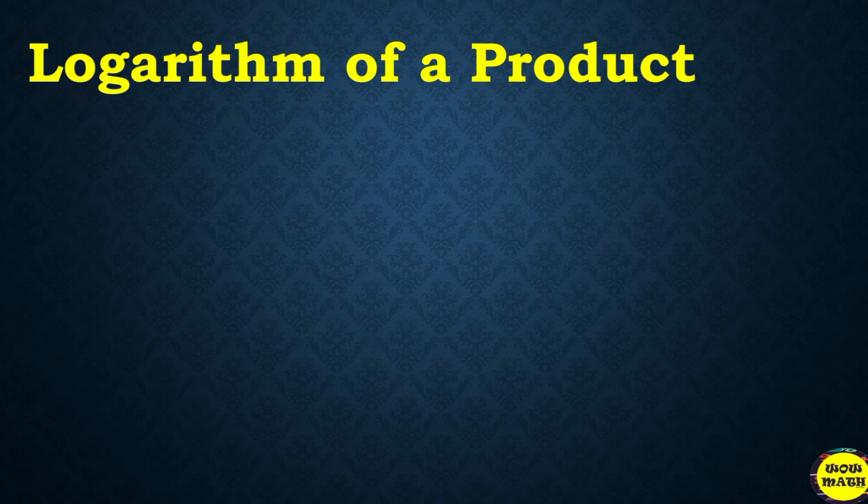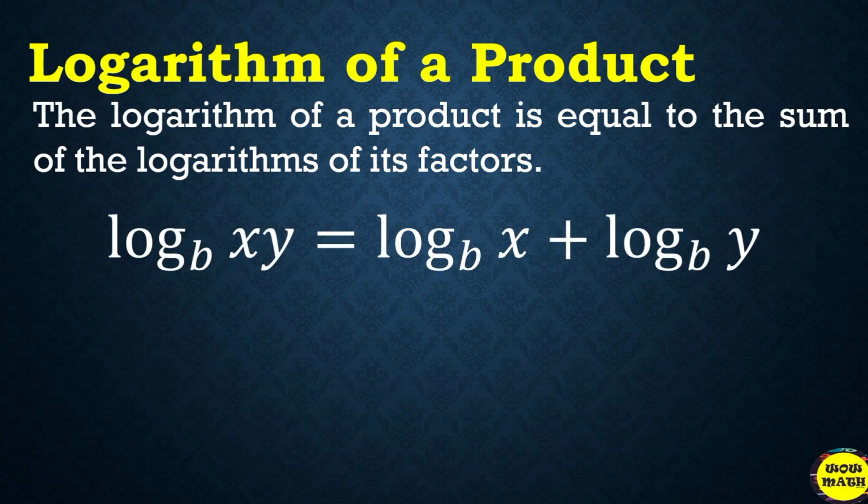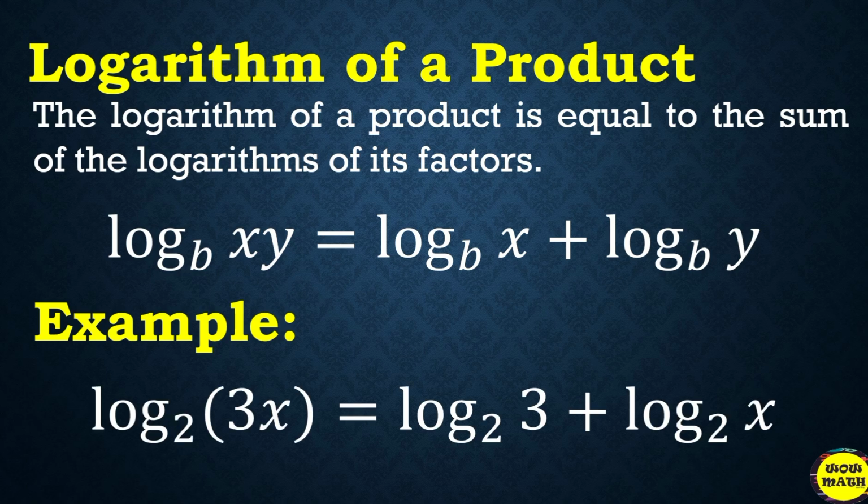The first law of logarithm is the logarithm of a product. The logarithm of a product is equal to the sum of the logarithm of its factors. Let's say the logarithm of xy, or the product of xy with the base b, is equal to logarithm of x with base b plus logarithm of y with base b. For example, logarithm of 3x with base 2 is equal to log 3 with base 2 plus log x with base 2.